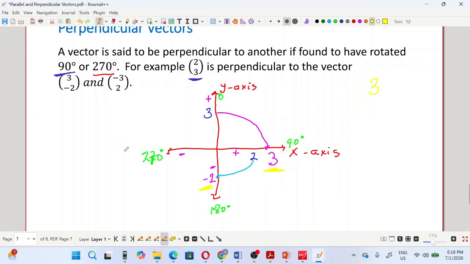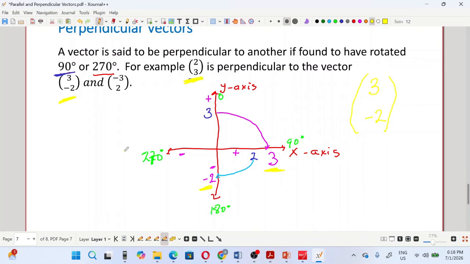So it's going to be 3, negative 2 as our first perpendicular vector. And there's 3, negative 2. So when you come here, you realize that, okay, 3, negative 2. So that's why he's saying that, for example, 2, 3 is perpendicular to 3, negative 2, because when you rotate this one 90 degrees, you will get this particular vector, which is 3, negative 2, right? I hope that is clear.